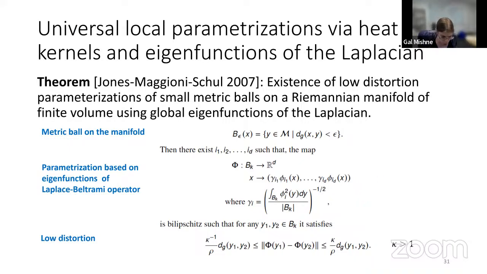So this work builds on a paper from Jones, Maggioni, and Schul from 2007, which was universal local parameterizations via heat kernels and eigenfunctions of the Laplacian. In this paper, they proved a theorem in which they showed that you can find low distortion parameterizations of small metric balls on a Riemannian manifold by using subsets of global eigenfunctions of the Laplacian. So for every metric ball, you can identify some subset of the global eigenfunctions of the Laplacian on this manifold. These are specific to the point itself, so the choice of eigenfunctions changes depending on which metric ball you belong to on the manifold. These parameterizations have low distortion. So you can find this representation such that it's bi-Lipschitz.